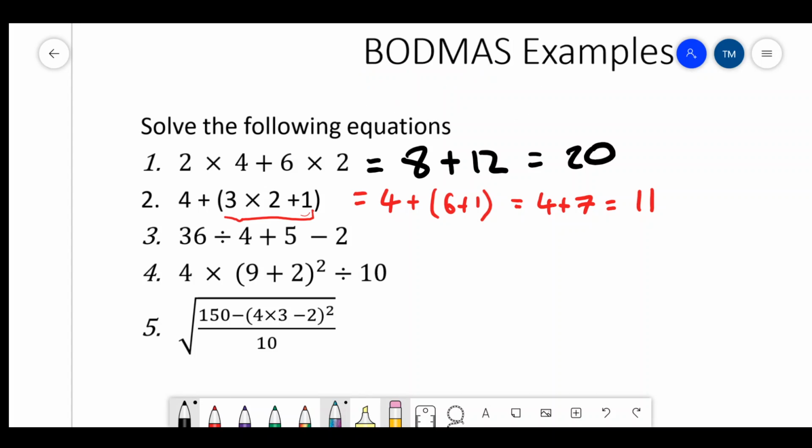For question number 3, we have 36 divided by 4 plus 5 minus 2. We don't have any brackets, we don't have any powers, but we do have a division. So we do the division first.